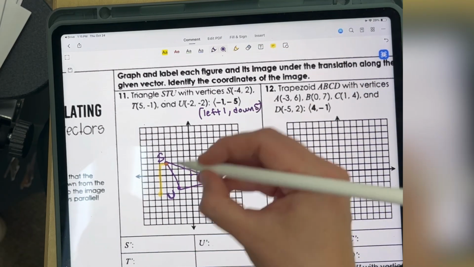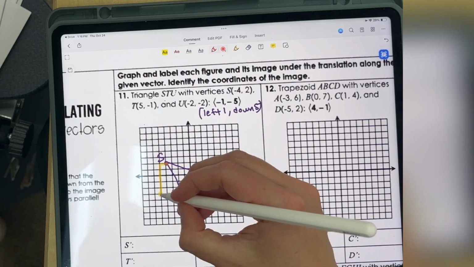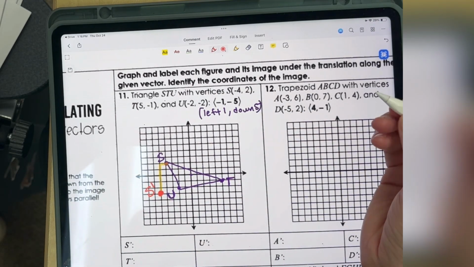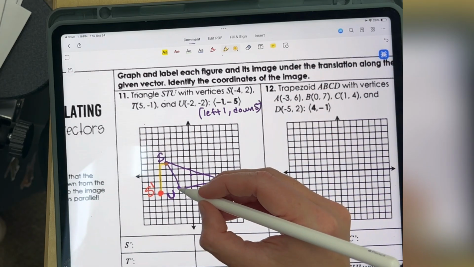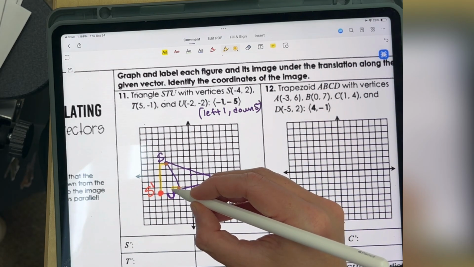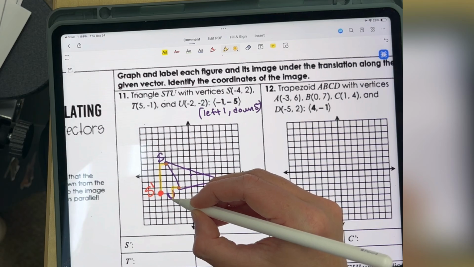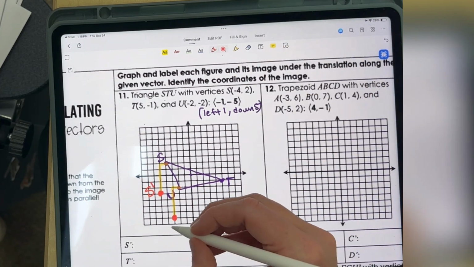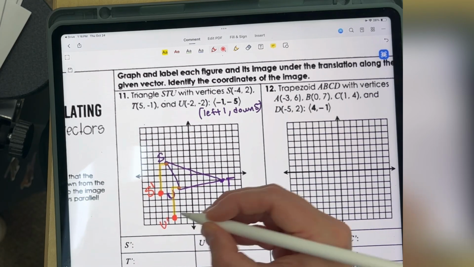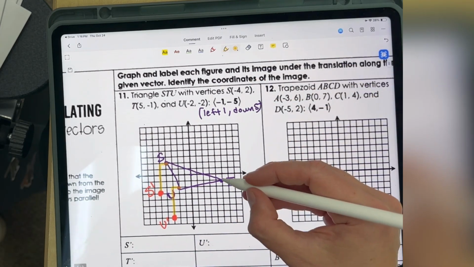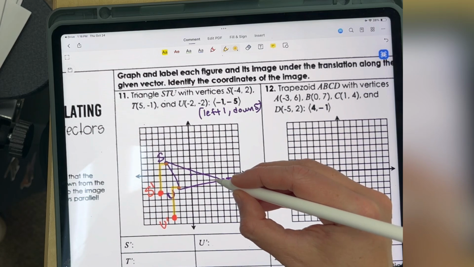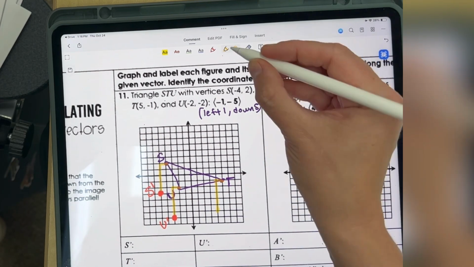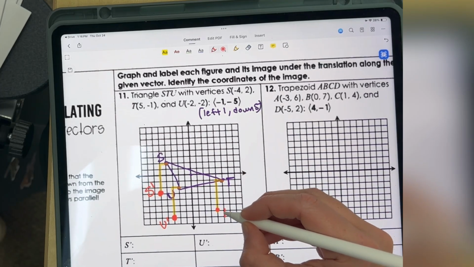Okay, and there is, let's do a different color. Let's try to do red this time. Maybe you guys see red. There is S prime. Okay, do the same thing with the next two. So U, take it left 1, down 5. 1, 2, 3, 4, 5. So U prime. Last one is T. Take T, go left 1, down 5. 1, 2, 3, 4, 5. Okay, so this is going to be T prime.